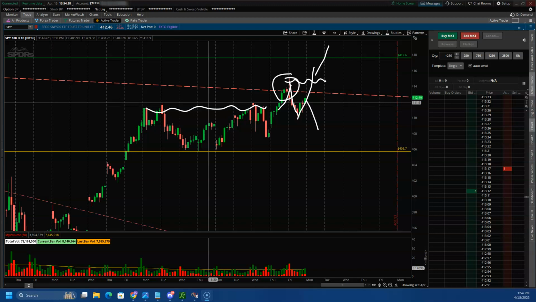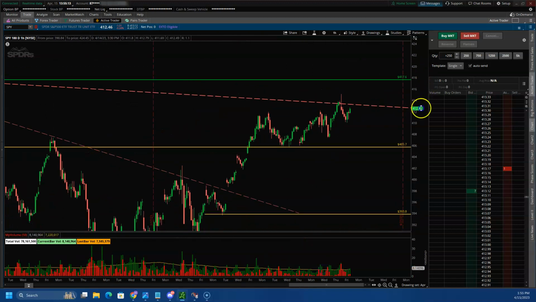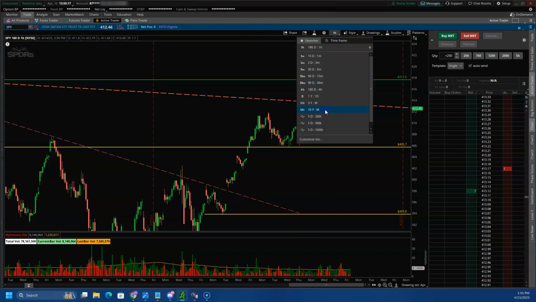If not, if we lose this momentum, then definitely this 405.7 becomes your support level to target on the downside. Or if you want to play a bounce from here, that can also be in play, right? So that kind of play can be in the works.